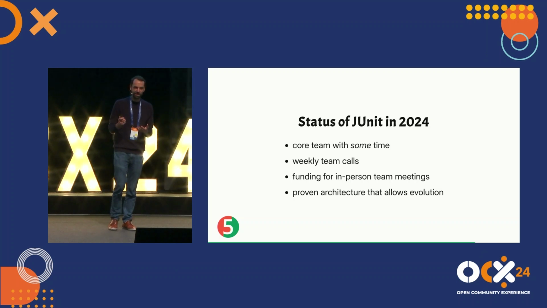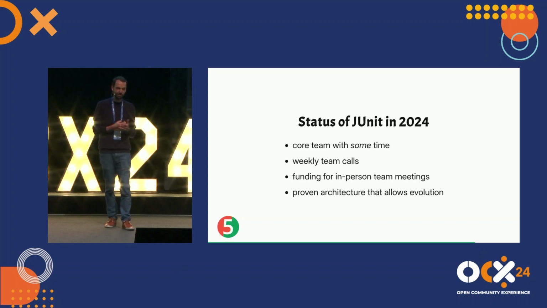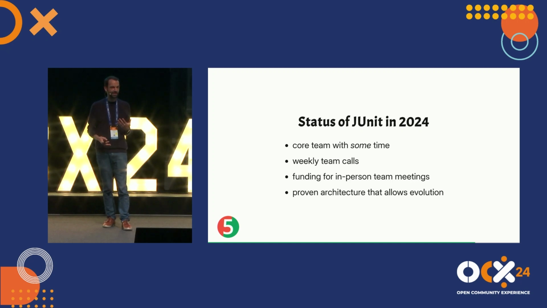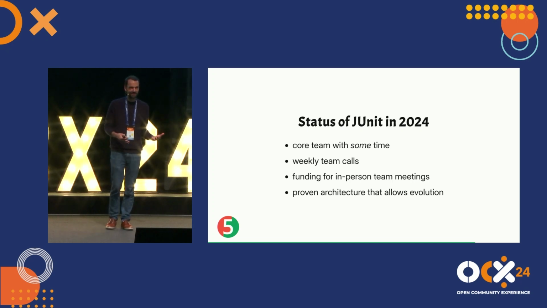Today, in 2024, we have a core team of 5 people with some time. Of course, not everyone has time all the time, but we have these weekly team calls that keep it alive, and give everyone a chance to participate in discussing the direction of the project or individual PRs. We have some funding for in-person team meetings. And we have an architecture that now actually allows evolution and has proven so over the last 5 to 8 years. The feature releases are an indicator that it works.